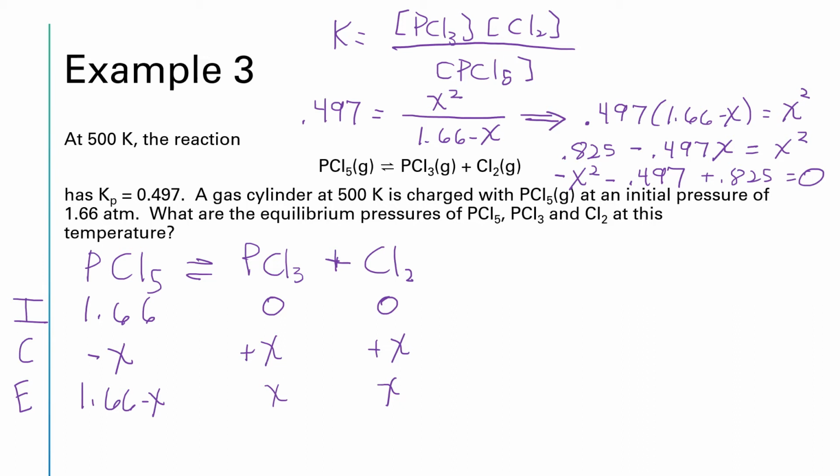And it's perfectly fine to leave it this way. I had a math teacher who, in something like this, would always want us to turn that negative x squared into just positive x squared. So I'm going to multiply every term in this equation by a minus 1 just to change all the signs. That'll give me x squared plus 0.497x minus 0.825 is equal to 0. And now I'm ready to plug that into the quadratic formula.